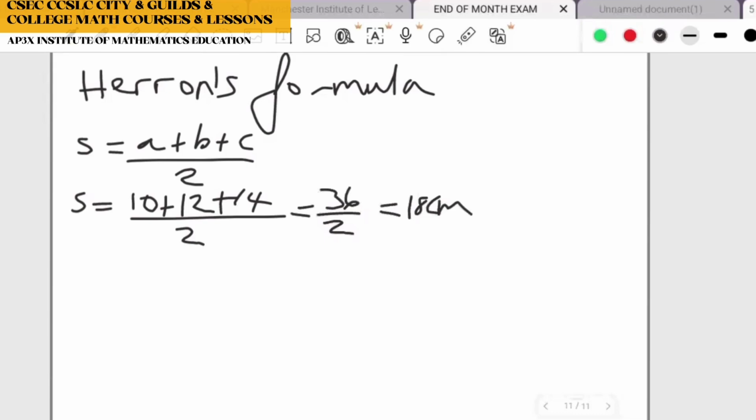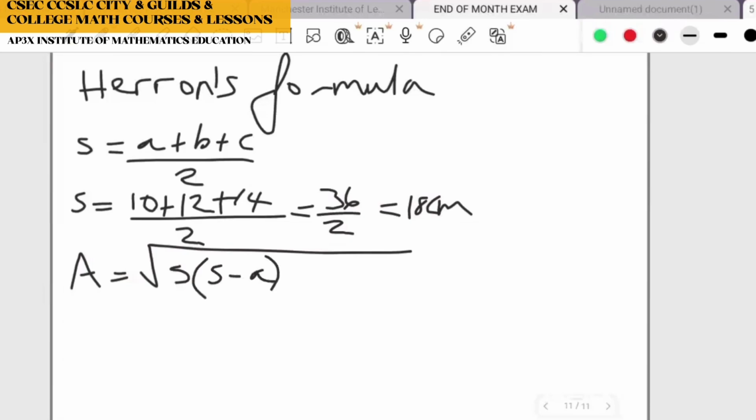Next, we're going to move to the area part of the calculation, where A is equal to the square root. I'm still going to write my formula, guys. I know what it is, but I'm still writing my formula. Don't worry, this is not a 5. It's my S. Don't make that mistake and then say, sir, I think it was a 5. It's an S. So S, open bracket, S minus A, S minus B, S minus C, close bracket.